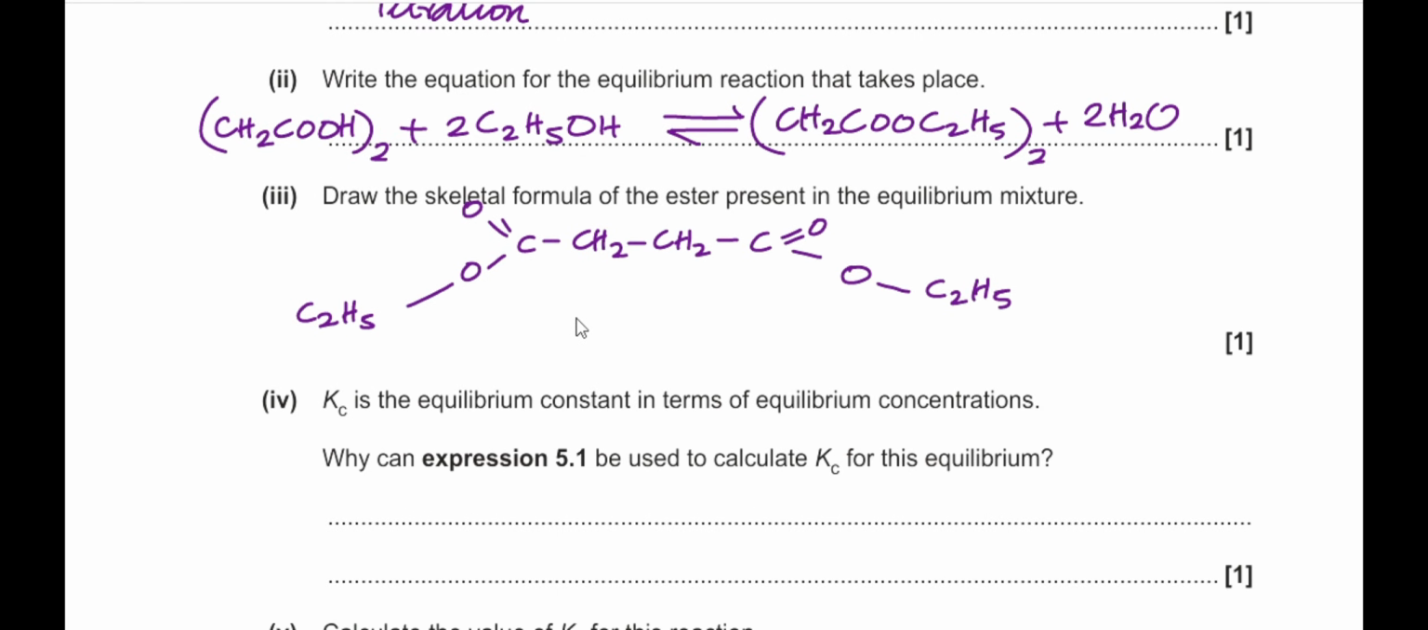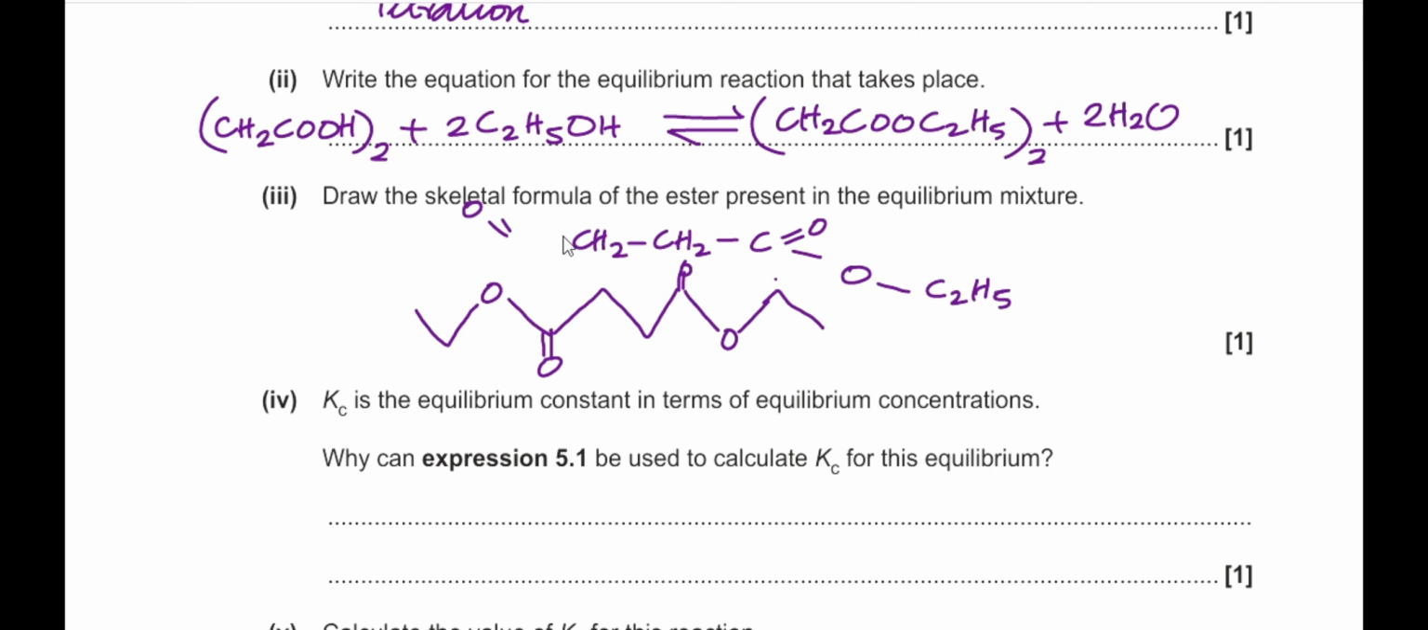Let us now convert this into skeletal formula. 1, 2, 3, 4. This is double bond O here, double bond O here, O. This is CH2 and then CH3, and then here O, CH2, CH3, and we can now remove these things. Hope this is clear to you.